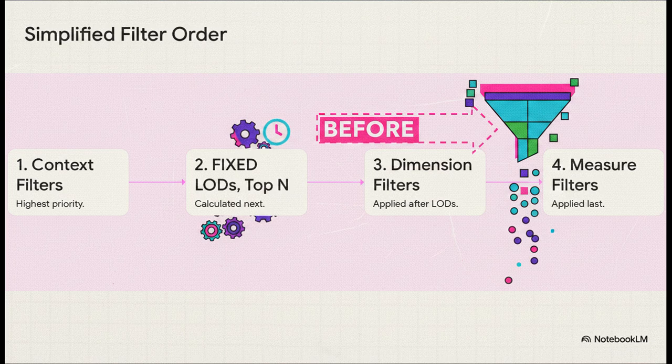This visual makes it crystal clear. Just look at the order here. See how fixed LODs are up there at step 2? But our normal dimension filter is way down at step 3. The calculation is happening before the filter, every single time. No wonder the numbers aren't changing.